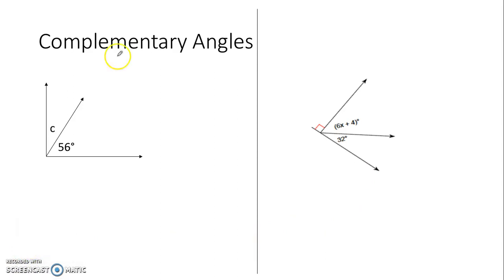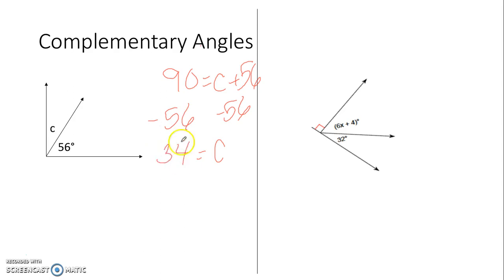remember that complementary angles are two angles that equal 90 degrees. So with this one, we would just simply go 90 equals C plus 56. Subtract 56 from both sides. So C is equal to 34. Because 90 minus 56 is 34. Okay, that's how you would do it with just one variable. Easy peasy. Those are the ones we have been doing.